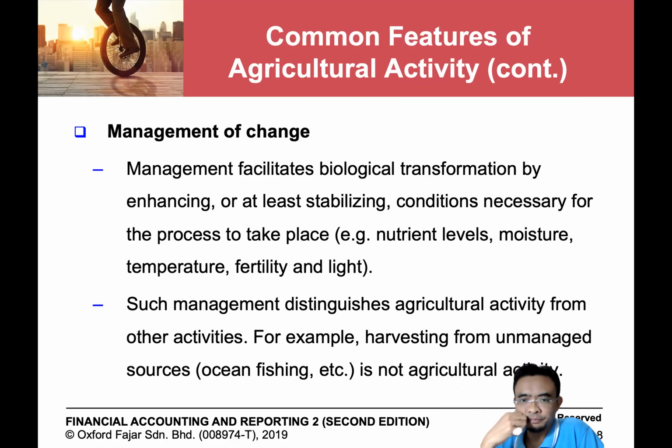Management of change. Okay, so the management facilitates biological transformation. In order for the animal or the plant to grow, there is an intervention from the human, from the management of the entity, in order for the animals or the plant to transform biologically. So this is what we call a management of change. We facilitate the changes of biological transformation.